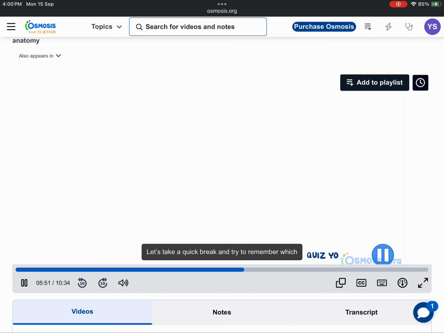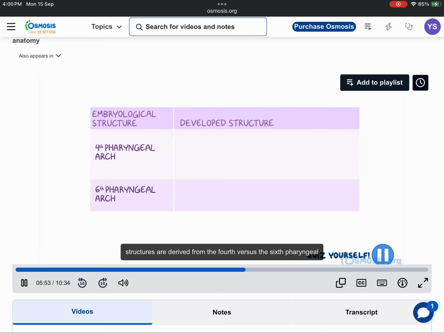Let's take a quick break and try to remember which structures are derived from the fourth versus the sixth pharyngeal arches.